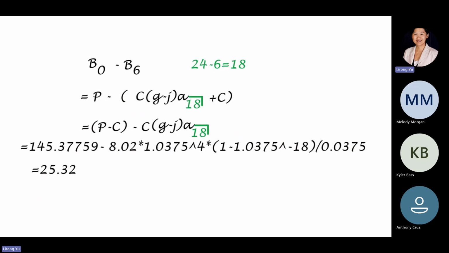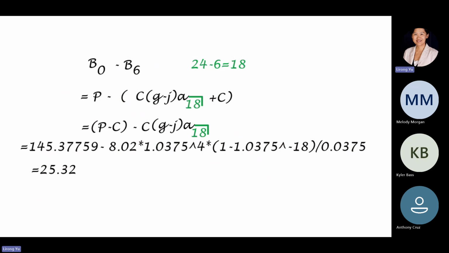The book value calculation, we follow the formula. How do we calculate B0? B0 equals P. How to calculate B6? B6 equals, this is the second formula for book value, C times (G minus J) a_18, because B6 is when 6 payments have already been paid. Out of 24 payments, 24 minus 6, 18 payments in the future. So C times (G minus J) times a_18 plus C, that is B6.